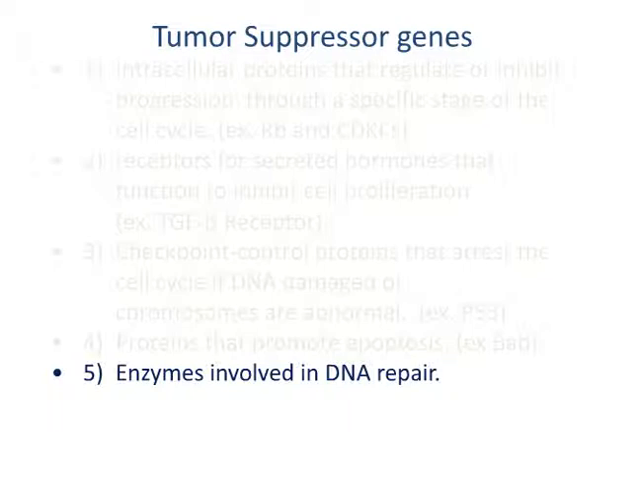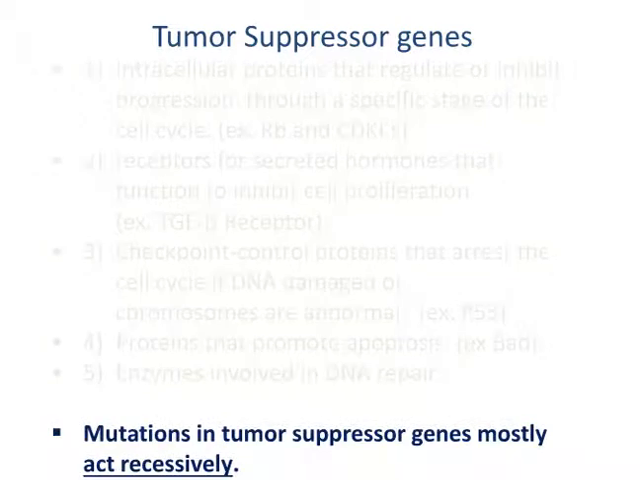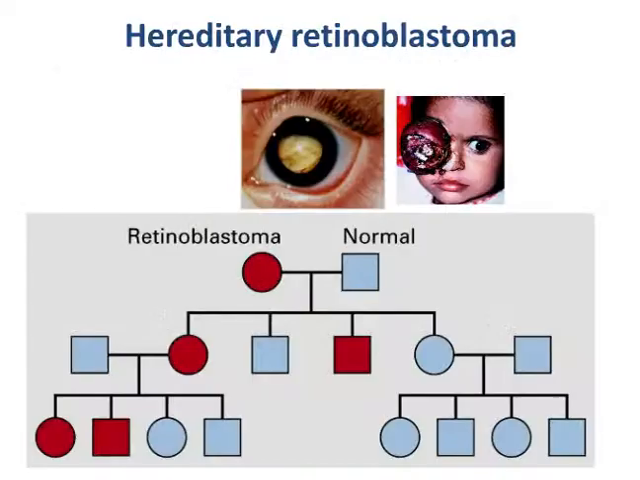Loss-of-function mutations in DNA repair enzymes greatly increase the rate at which cells accumulate mutations. With rare exception, loss-of-function mutations in tumor suppressor genes act recessively. This means that both alleles of a tumor suppressor gene have to be inactivated before the cell loses tumor suppressor function from that gene.